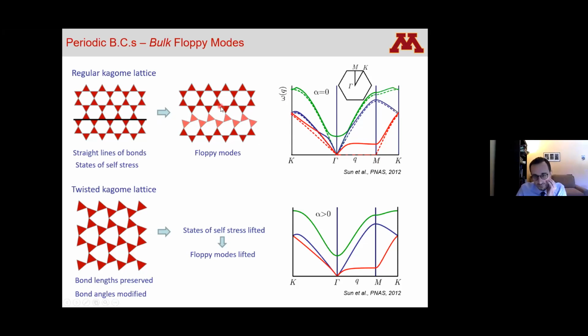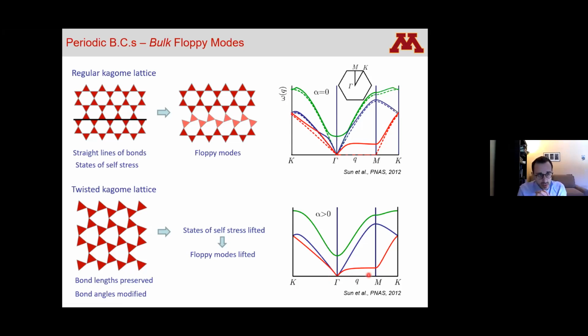However, a little change in the geometry produces a dramatic change in behavior. For example, look at the twisted kagome lattice, which is simply obtained from this one by initially twisting all the triangles. Well, this one does not have those straight bonds anymore. And actually, the ability to have floppy modes is lifted. If I look at the band diagram, I see that I do not have any branch at 0 frequency anymore.